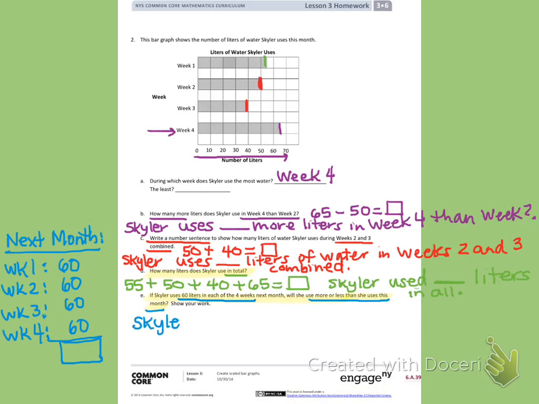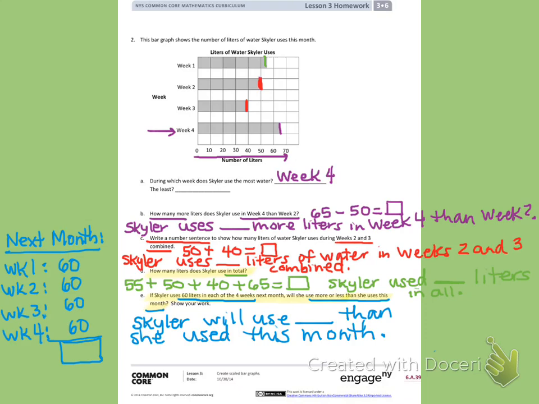Skylar will use blank than she used this month. She will use more than she used this month, or she will use less. All right, don't forget, if you use scratch paper, to attach it to your worksheet so your teacher knows how you solved your problems. Good luck on finishing this up on your own.